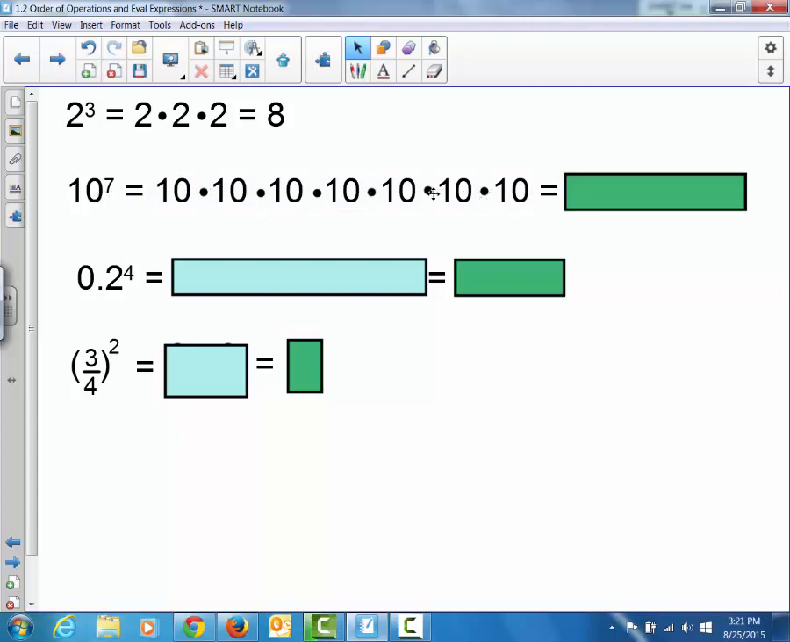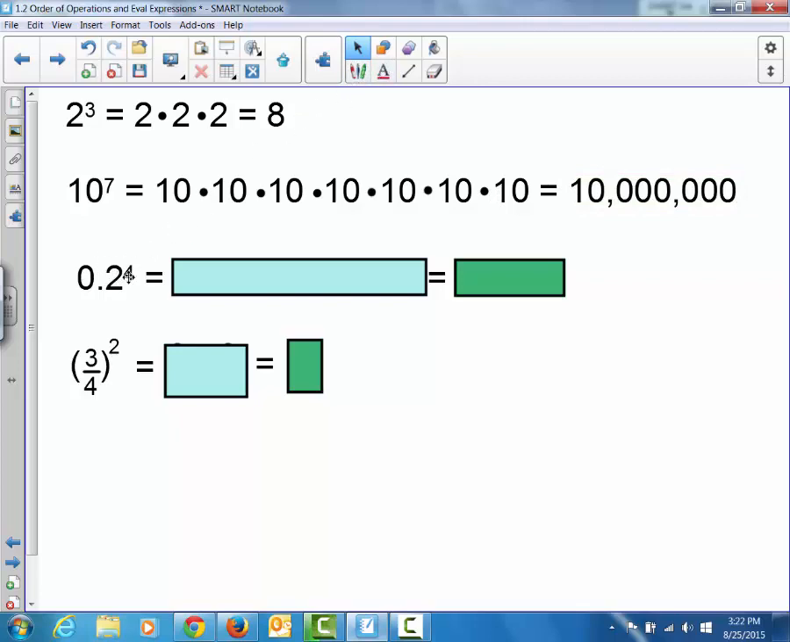10 to the seventh would be 10 times itself 7 times. The good thing about this is that you know that 1 times 1 times 1 is going to be equal to 1. The only question is how many zeros are going to be on the end of it, and it tells you right here, 7 zeros. So all we got to do is write a 1 and then 7 zeros after it.